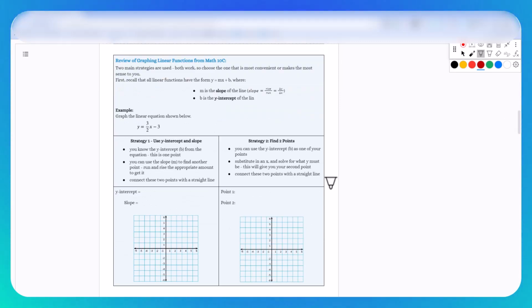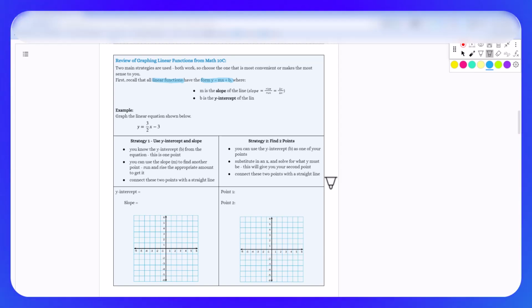So before we get into it, we need to review some graphing skills. Now, when we're drawing a linear graph, 2 main strategies are used. Both work, but one you're probably going to like sometimes more than the other, depending on the circumstances. So let's look at a linear function of the form y = mx + b.